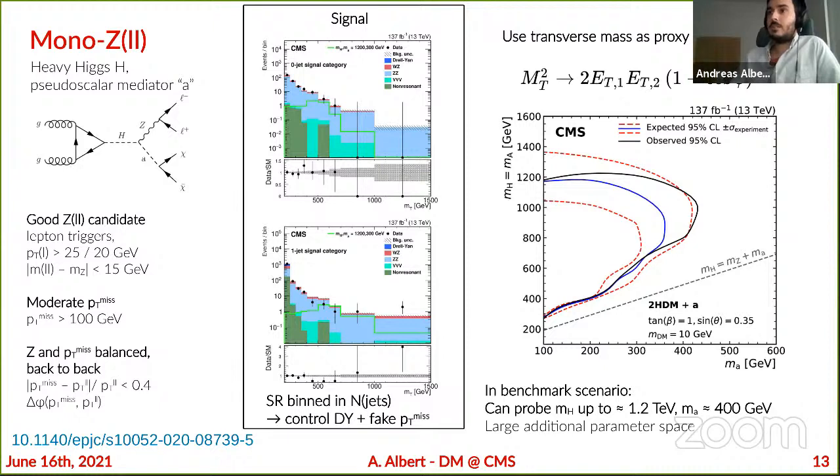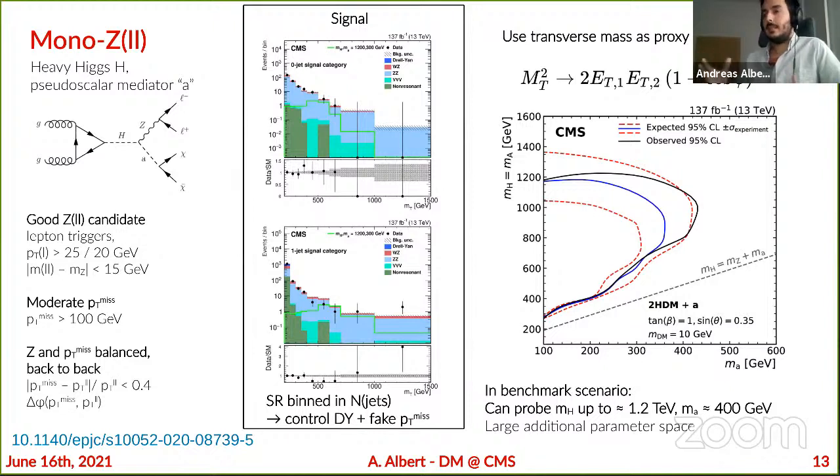When you then look at the constraints that come out of this, you can see that in the plane of the pseudoscalar mass and the heavy scalar mass, you probe masses up to something like a few hundred GeV in the pseudoscalar, something like 1.2 TeV in the heavy scalar. So this topology is really very sensitive to this type of boson interaction model and allows you to probe mass ranges that are similar to what you get from the hadronic search, but now in a specific type of model that really is kind of tailored to this type of topology.